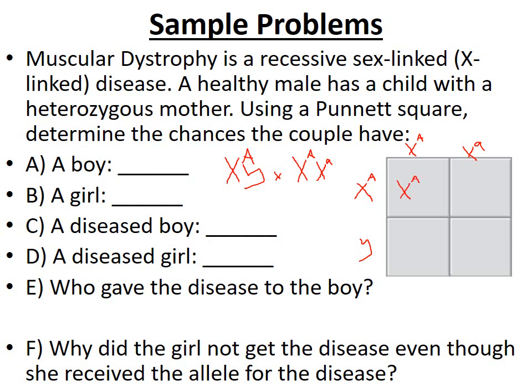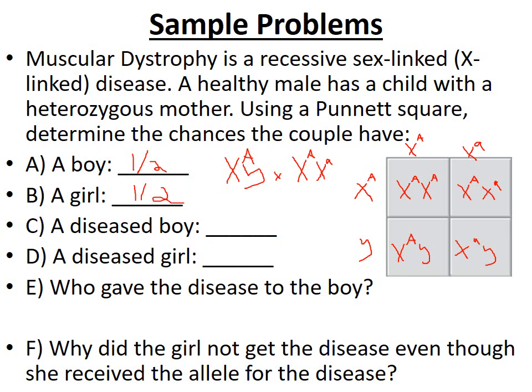Let's do our fertilization events. So X big A, X big A. X big A, X little a. X big A, Y. X little a, Y. So again, 1 out of 2 chances for boy, 1 out of 2 chances for girl.